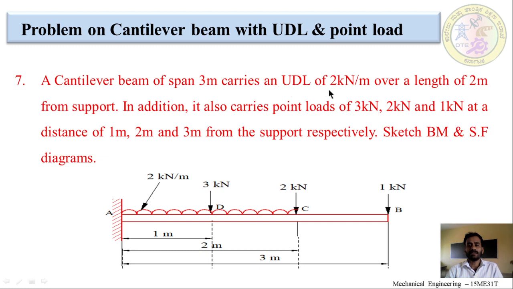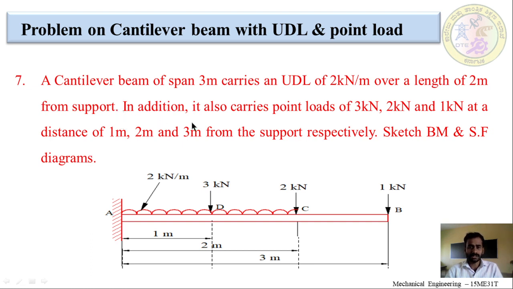It carries an UDL of 2 kilonewton per meter over a length of 2 meter. So, it is carrying an UDL of 2 kilonewton per meter over a length of 2 meter from support. So, from the support you have to place the UDL for a length of 2 meters and the load is 2 kilonewton per meter. It is a uniformly distributed load.